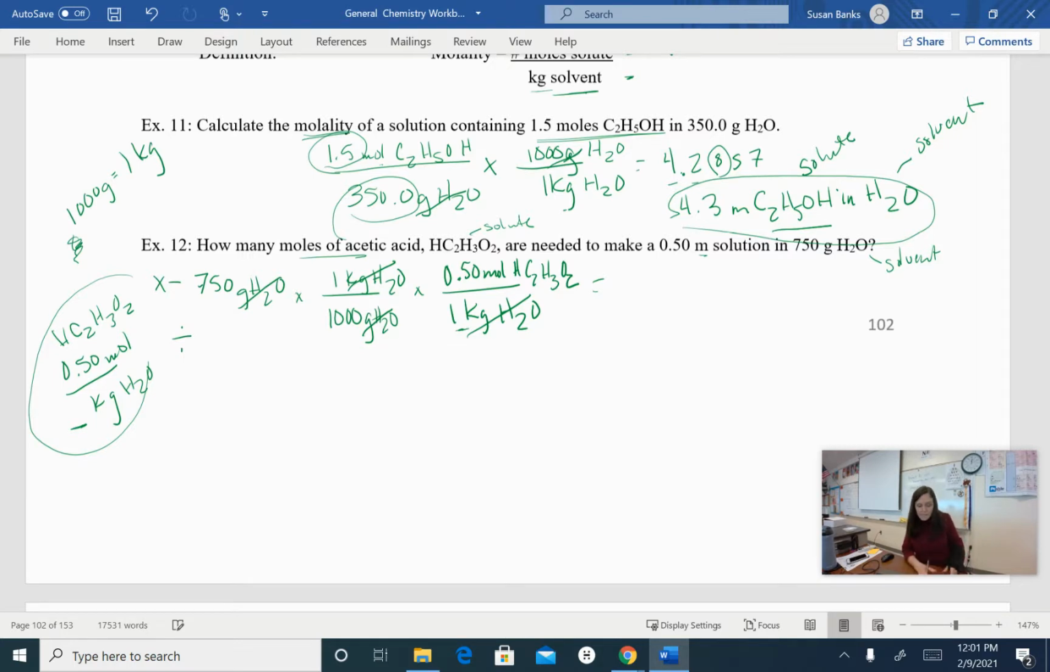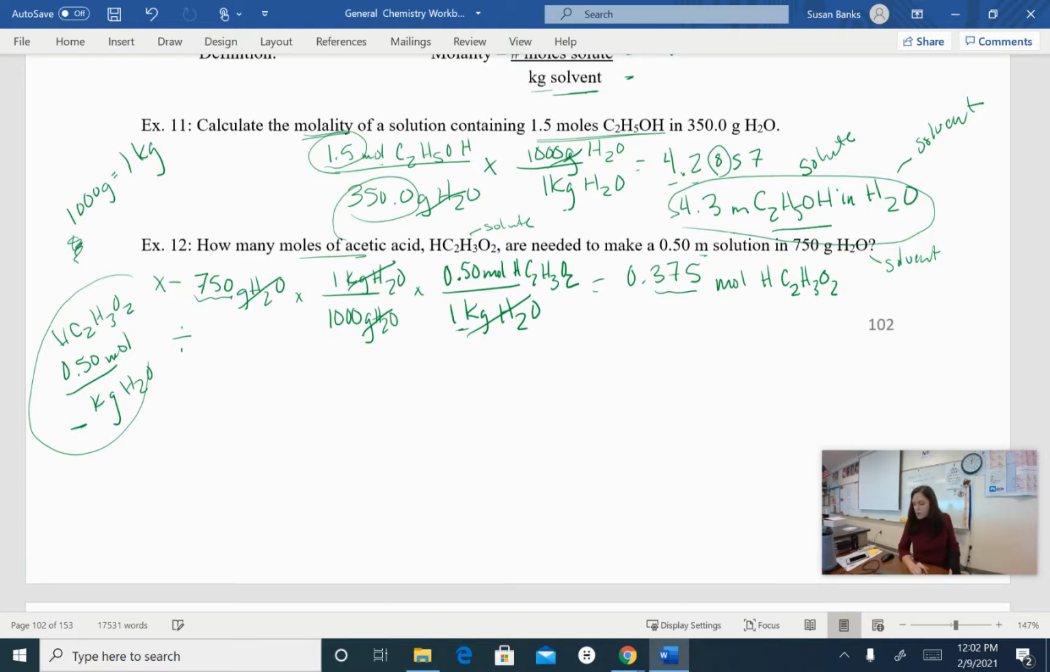Okay, so I'm going to take 750, divide by 1,000. Then the next step, I'm going to multiply by 0.5. This gives me 0.375 moles of acetic acid. Okay, I've got 3 digits here, so I'm going to have 3 digits here.